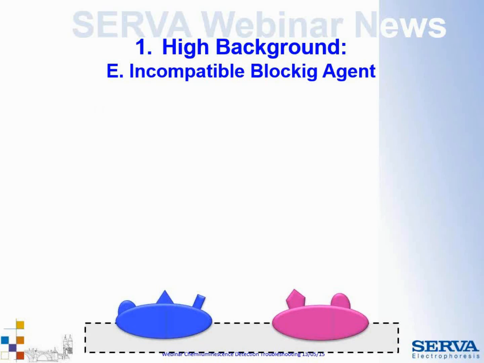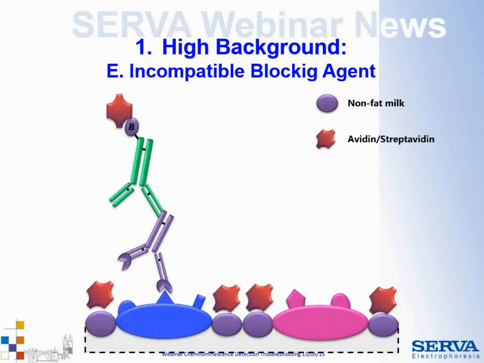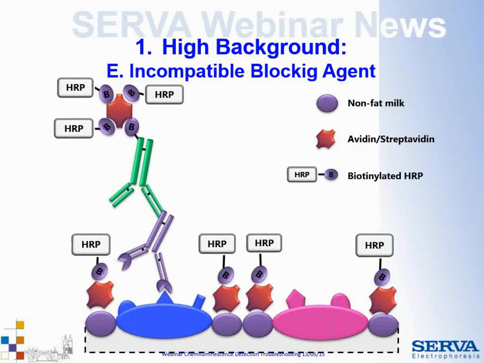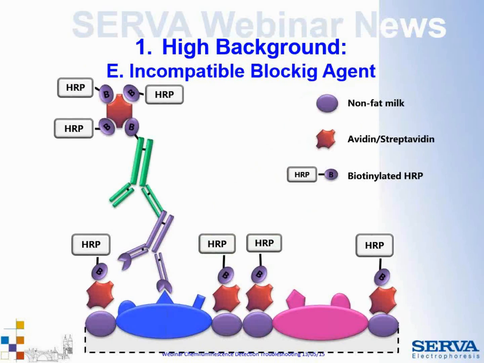So another point is an incompatible blocking agent. So if you use non-fat milk, for example, in combination with the biotin streptavidin-avidin detection system, you will get background because the avidin, streptavidin, will also react with the fat milk molecules and bind there. And when you add the biotinylated horseradish peroxidase, this will also give signals.